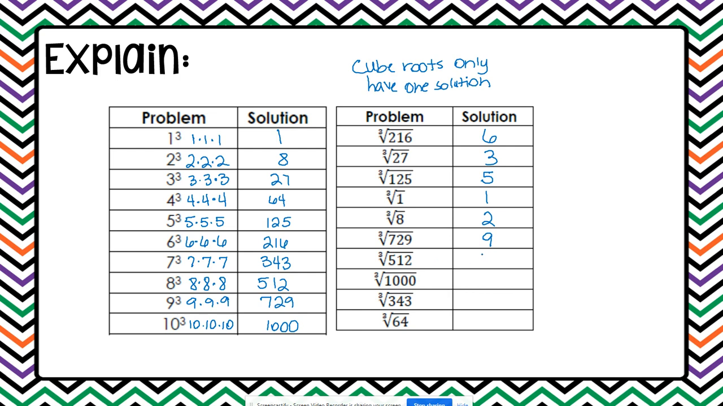The cube root of 512 is 8. The cube root of 1000 is 10. The cube root of 343 is 7, and the cube root of 64 is 4.